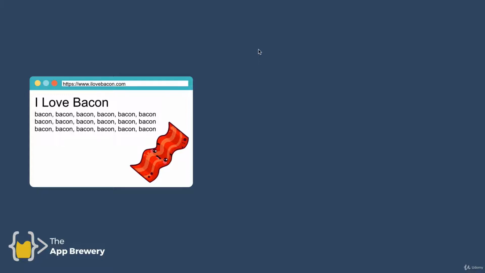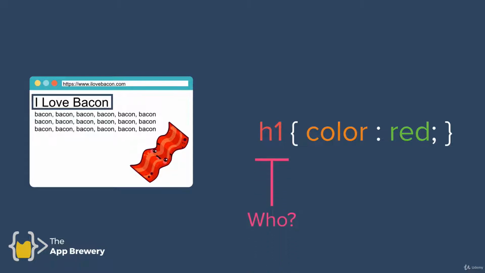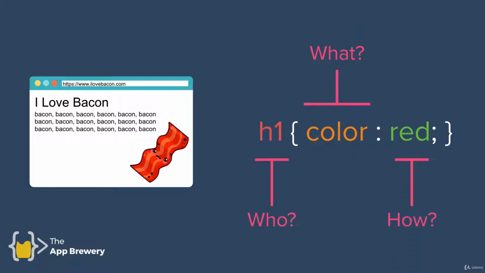So if I decided to apply some CSS to my website, say, let's change the H1's color to the color red. Now, in this case, the who is, of course, the H1. That's what I'm trying to select, and that's why it's called the selector. The color, of course, is the what. And finally, the how I'm going to change that color is the value, which in this case is red. By applying the CSS rule, I end up changing the H1's color property to red.